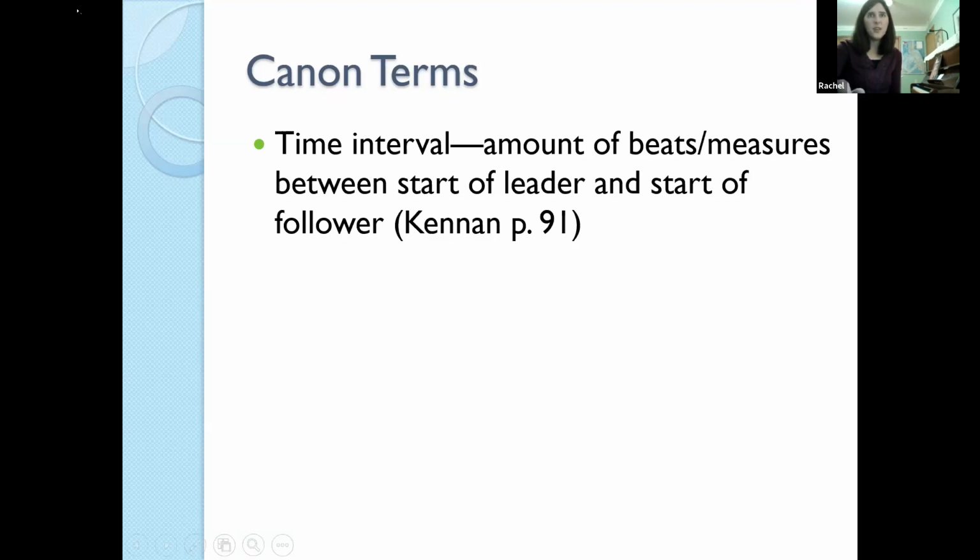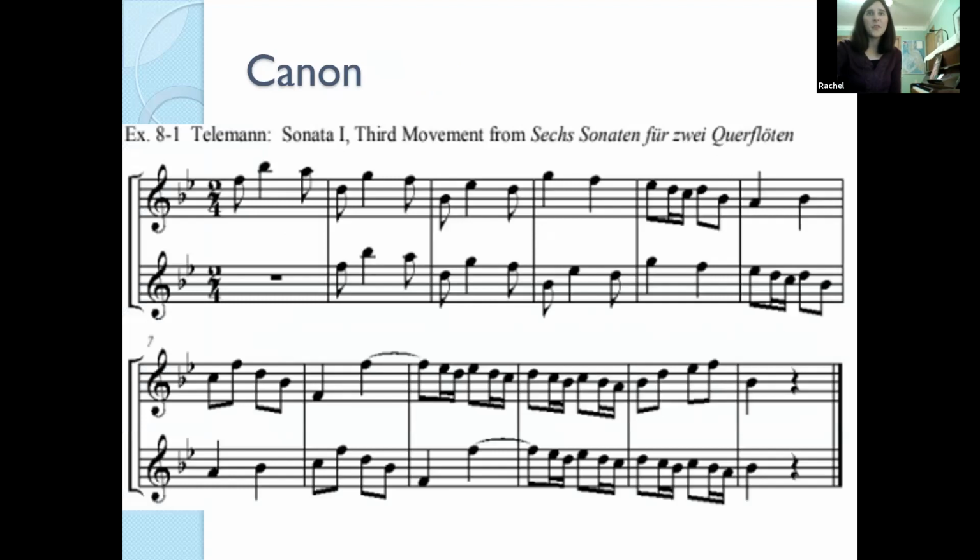So the time interval, it stands for the amount of beats or the amount of measures between the start of the leader and start of the follower. In our example earlier, we said our harmonic interval was perfect unison, right? But our time interval, what was our time interval? Okay, 2 beats long, 1 measure. That's not very much time, just a little bit, but not very much. We probably wouldn't typically have much less than 2 beats, but we might have more than 2 beats.